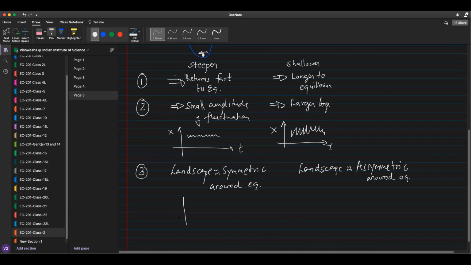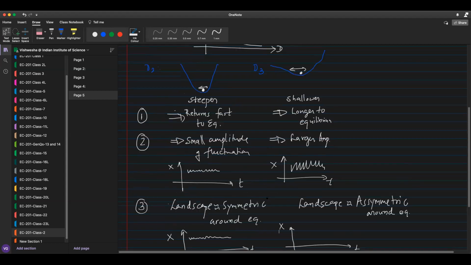As the driver increases, there will be increase in what? Sorry. As the driver increases, there will be increased noise in the system, and there will be slowdown.